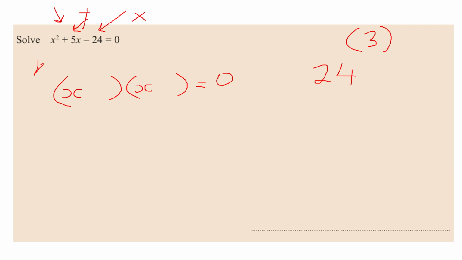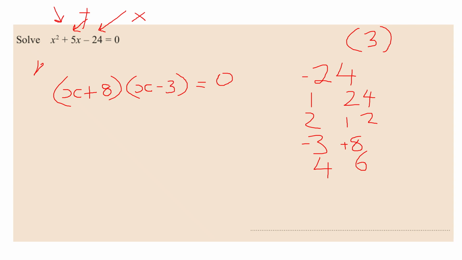So the factors of 24 here are 1 and 24, 2 and 12, 3 and 8, and 4 and 6. So to make positive 5, I'm going to have positive 8 and minus 3, to make minus 24 or negative 24. So we're going to have x plus 8 and x minus 3. Again, the order doesn't matter here.